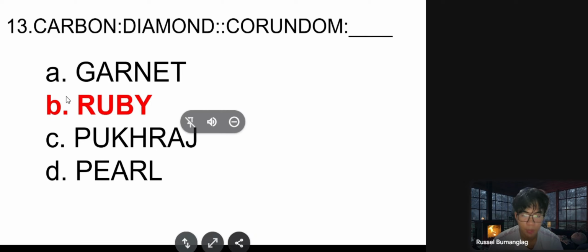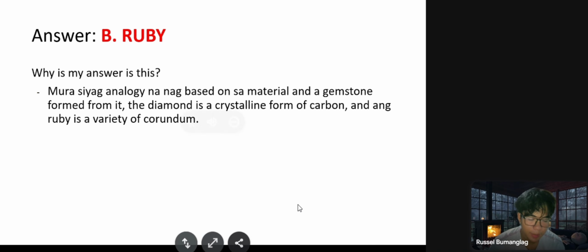Number 13, carbon is to diamond and corundum is to what? A, garnet. B, ruby. C, topaz, or D, pearl. So why is my answer B, ruby? Mura siyang analogy na nag-base on some materials and gemstone formed from it. So the diamond is a crystalline form of carbon and ang ruby is a variety of corundum. That's why I chose B, ruby.